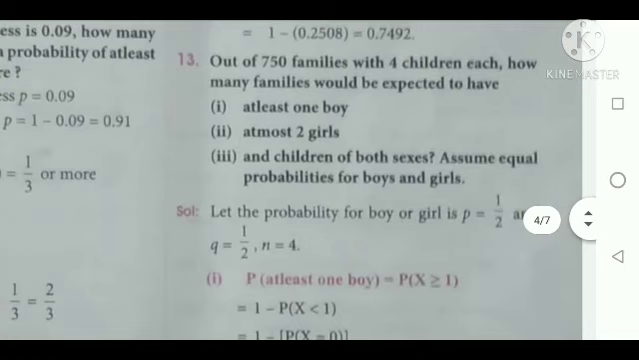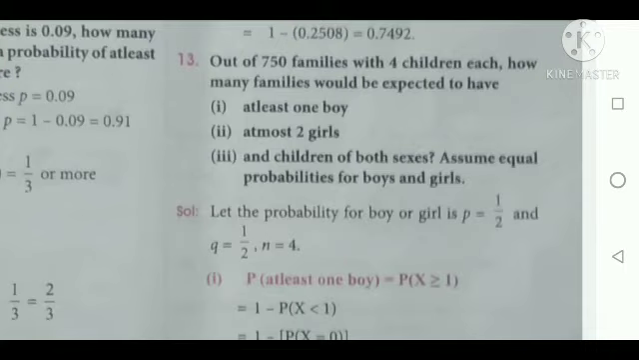Out of 750 families with 4 children each, how many families would be expected to have at least one boy, at most 2 girls, and children of both sexes? Assume equal probability for boys and girls. So the probability for boy and girl is 1 by 2 each. Here n equal to 4.